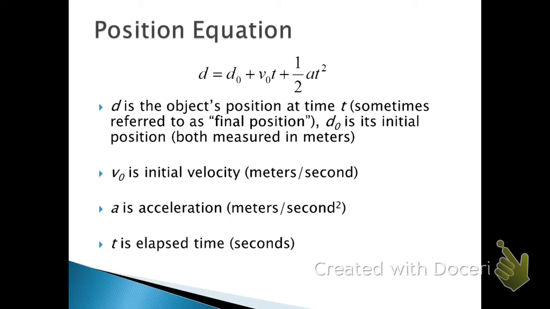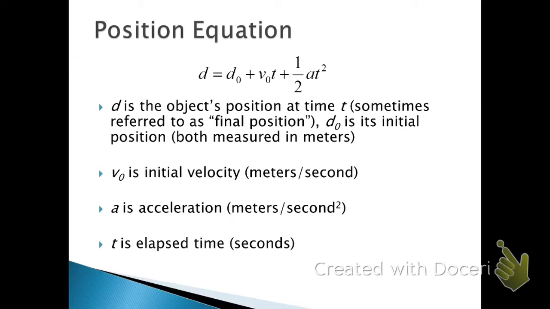Where d is your final position, a lot of times it's referred to as final position. I like to refer to it as its position at time t. Because if I'm undergoing some sort of motion, with this equation, you're not only going to be able to tell me where I end up, you'll be able to tell me where I am at any given point throughout my motion. So in 1 second, 2 seconds, in 3.765 seconds, where am I? And that's what this equation is useful for.